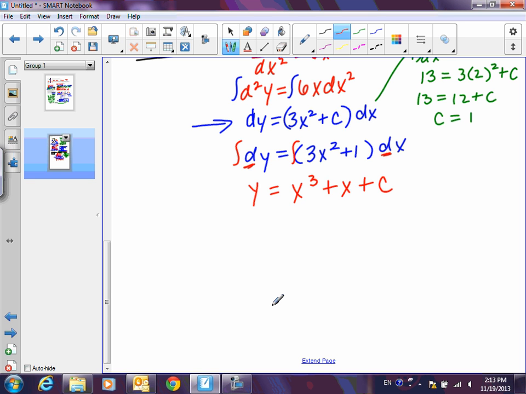I extended the page again. I don't know how I didn't know that.